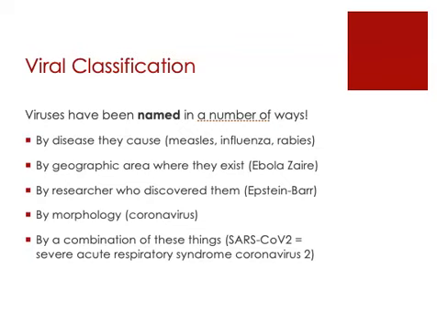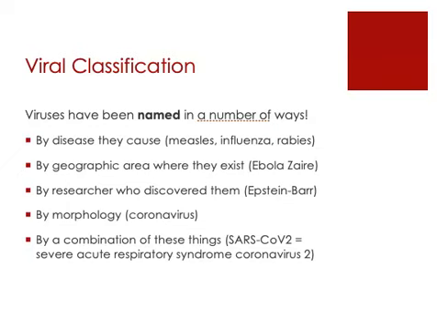Viruses have been named through the years in a number of different ways, which is a little bit unfortunate because there is no unifying system for naming viruses. Some viruses are named, for example, by the disease that they cause: the measles virus, the influenza virus, the rabies virus. Other viruses have been named by the geographic area where they were found.